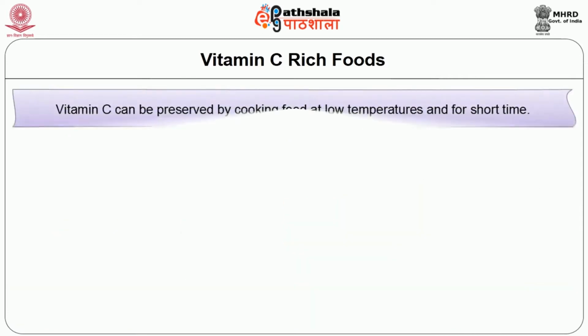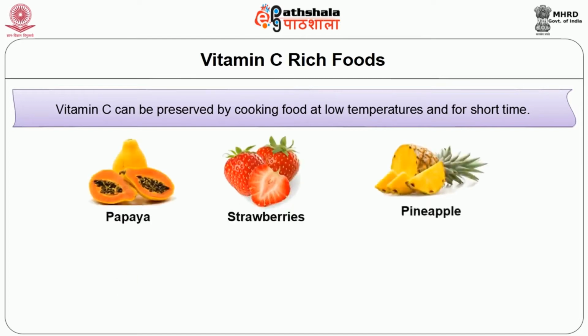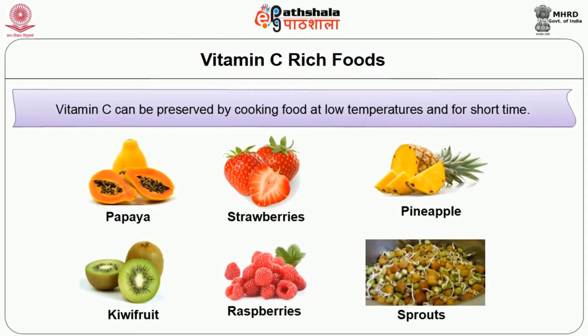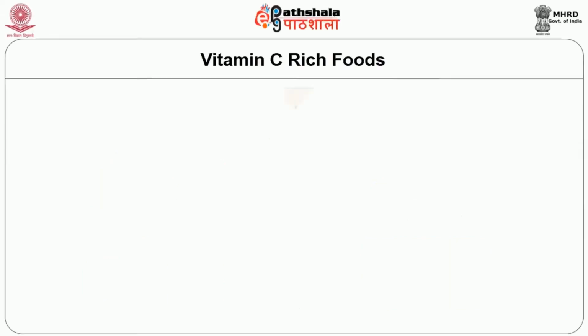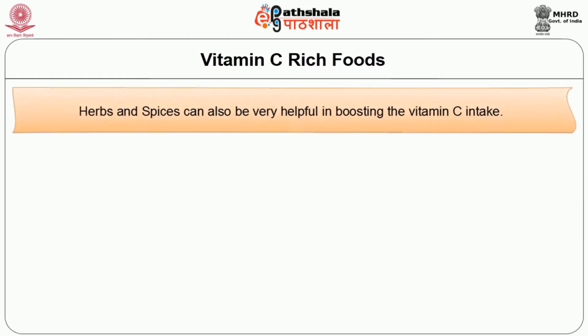Vitamin C can be preserved by cooking food at low temperatures and for a short time. This is not a myth. All citrus fruits are excellent sources of vitamin C. Many non-citrus fruits are highly rated sources as well. Papaya, strawberries, pineapple, kiwi fruit and raspberries are also excellent sources of vitamin C, and sprouts prepared from pulses are also good sources. Herbs and spices can also be very helpful in boosting vitamin C intake.